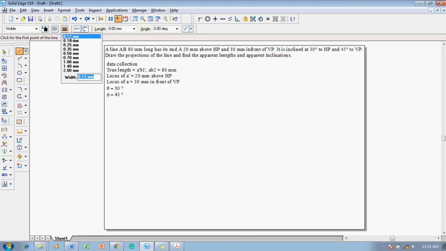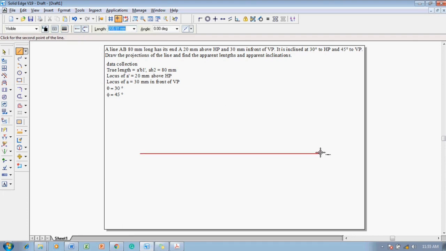Now using a line thickness of 0.13 mm, let me draw an XY line initially. And after drawing an XY line, make use of the same line command. Let me draw one projector, that is the locus of A dash above the XY line. Next, move the cursor just below the XY line. Now one can see that the points are getting traced from that end. Then draw a line to the other end. Now these are the two locuses which are of equal length.